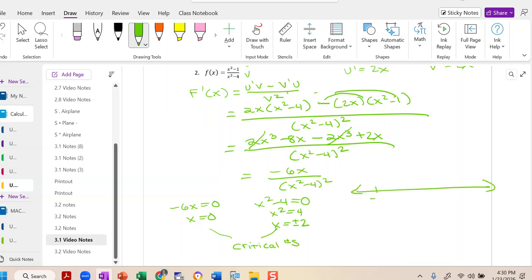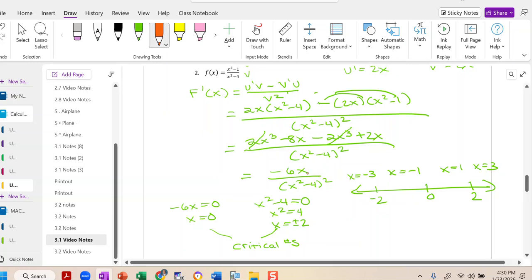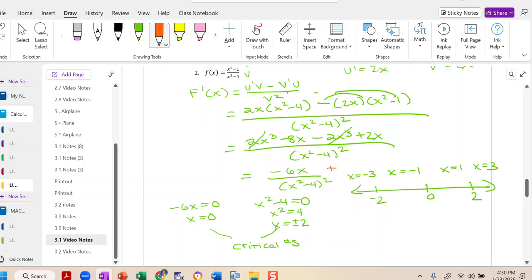So it's negative 2, 0, positive 2. So we have to test in 4 different intervals. So when we put it in the fraction here, notice we get positive over positive, so that's positive, because anything we put in here is going to be positive. So here it's also positive over positive.